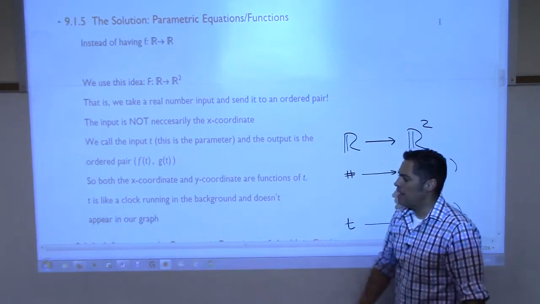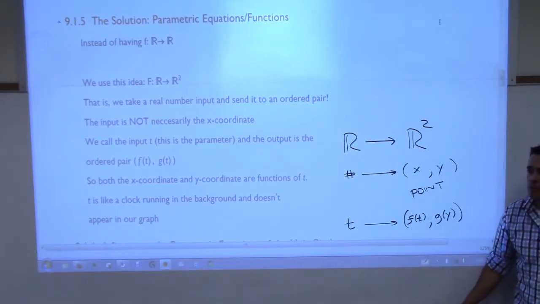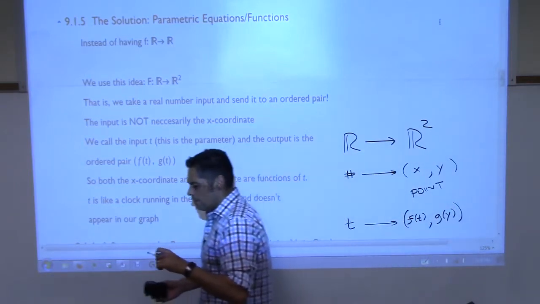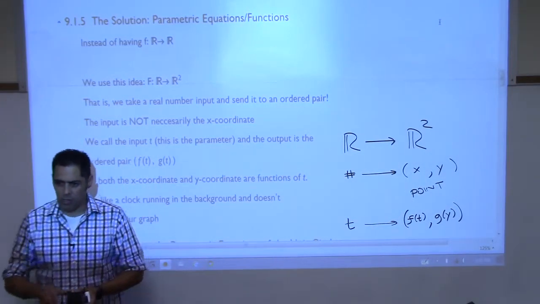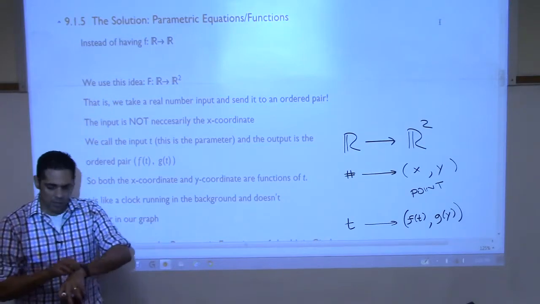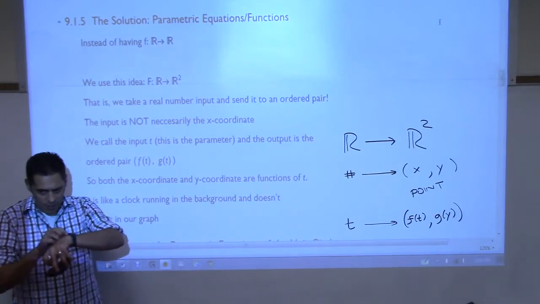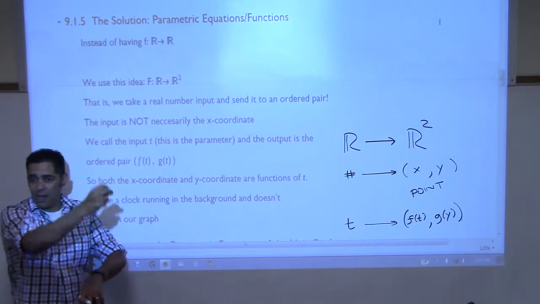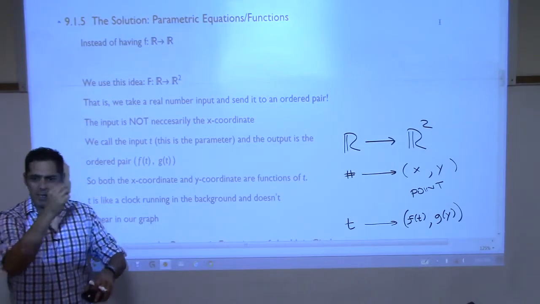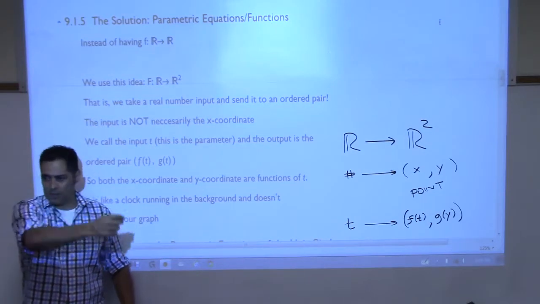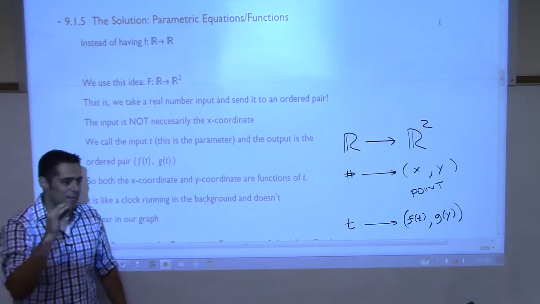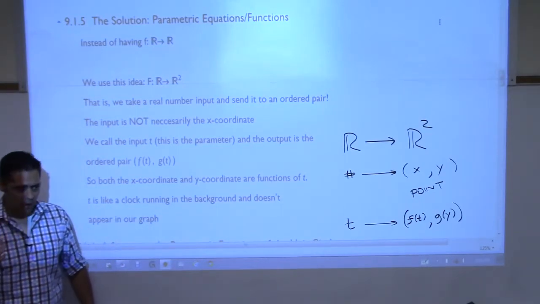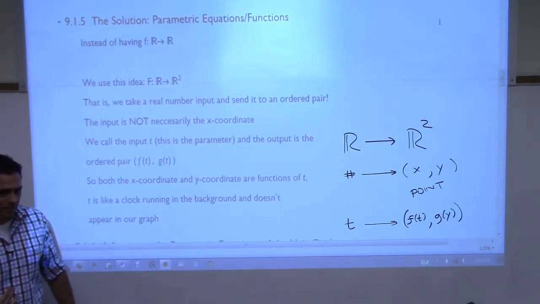T is like a clock running in the background. Okay, so what we're going to do is visualize or try to imagine that we're going to start drawing something, right? We're going to start a clock, maybe t starts at 0, and then plug in different values of t and draw dots. And as t grows, we keep drawing the dots and then put them all together and we'll have some curve. So you're not going to be able to see t in the graph. It's kind of in the background the whole time. Make sense?